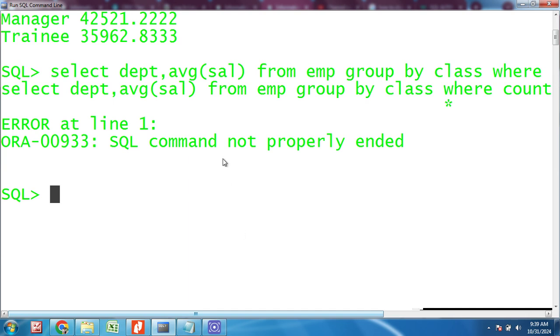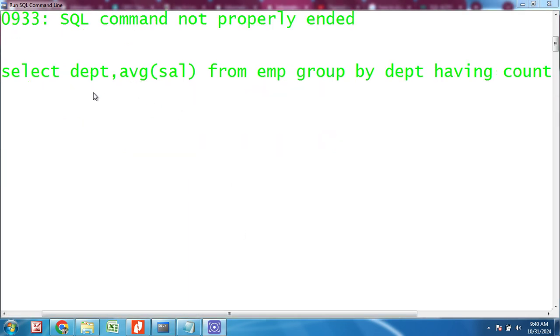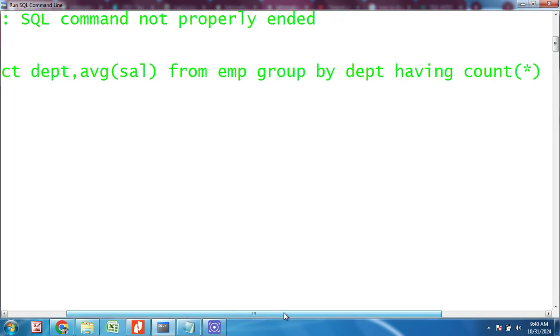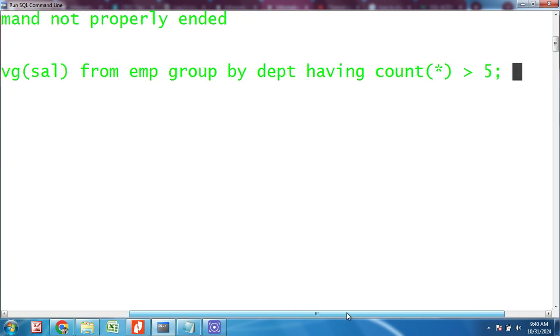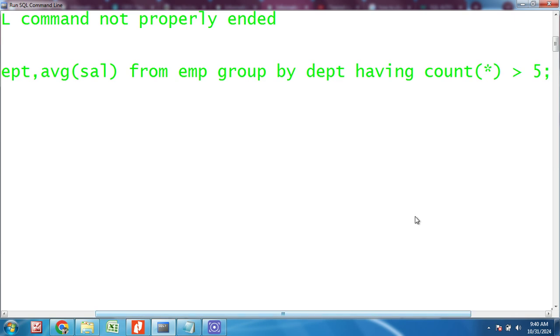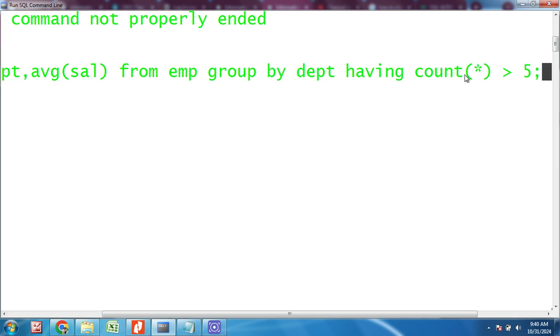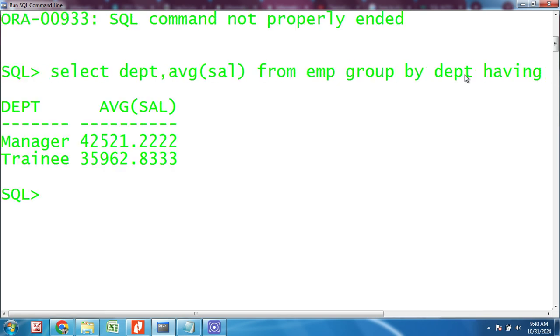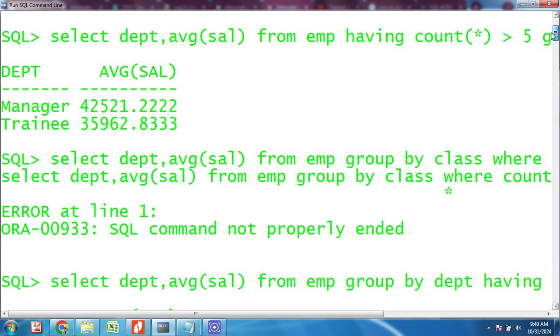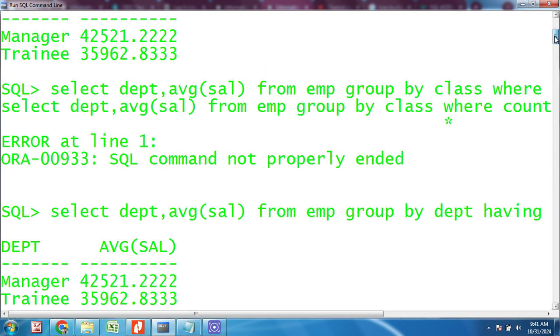Okay, now let's see the command. Select DEPT, average salary from EMP group by DEPT having count asterisk greater than 5. Okay, so let's execute that command. And it is again giving me the same output as given by the second command. Okay, we can compare that.